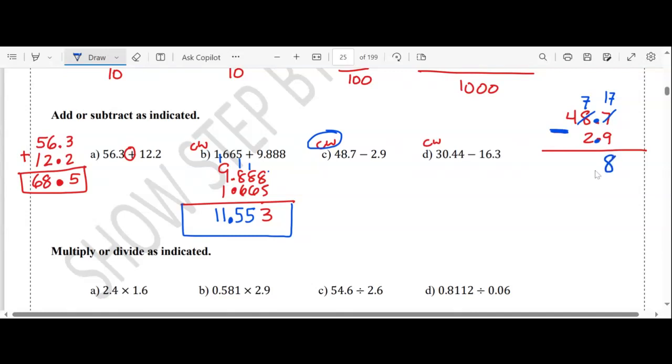8. 2 from 7? 5. And then you bring down the 4. So that's your answer. Is this clear? So I did C. Can you do D? Do the same thing.